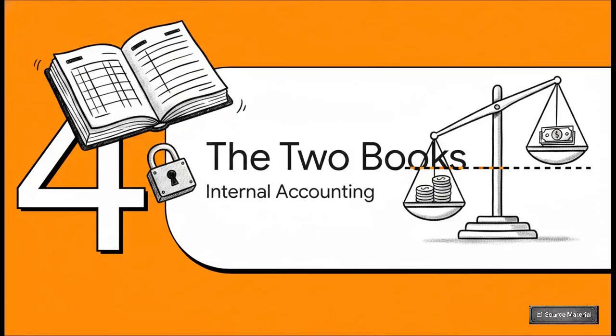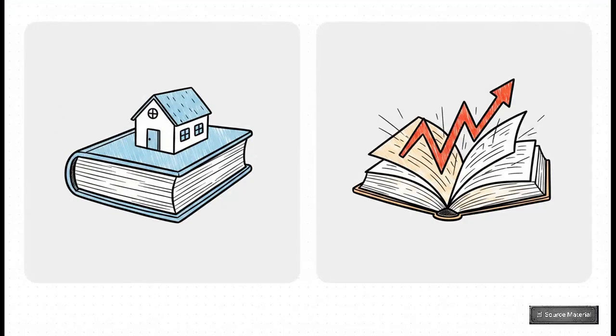Which brings us to part 4, the two books. Inside a bank's internal accounting structure, it basically splits its personality into two distinct halves, the banking book and the trading book.